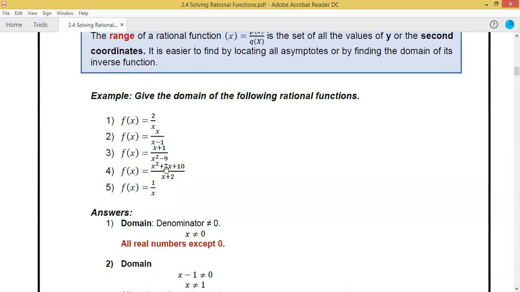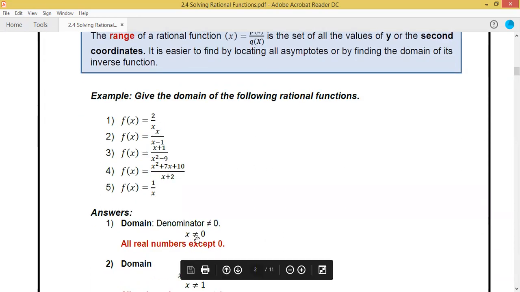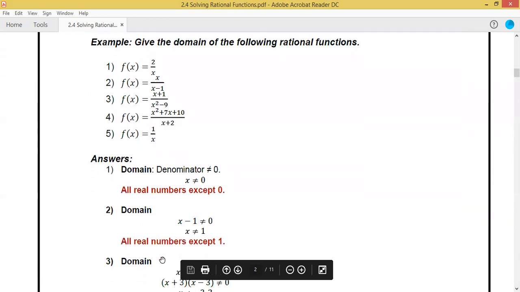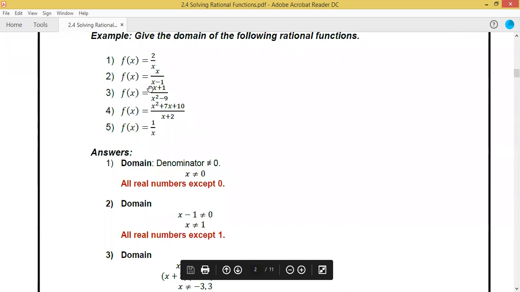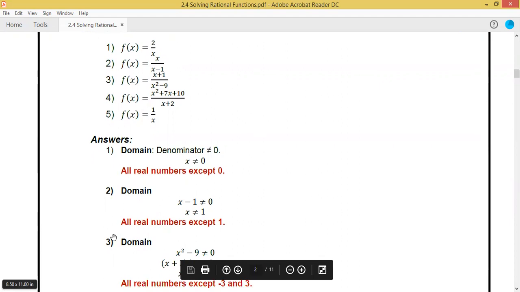So for number 1, the denominator x is not equal to 0. So our domain will be all real numbers except 0. Number 2, x minus 1 should not be equal to 0. So x is not equal to 1. So our domain will be all real numbers except 1.